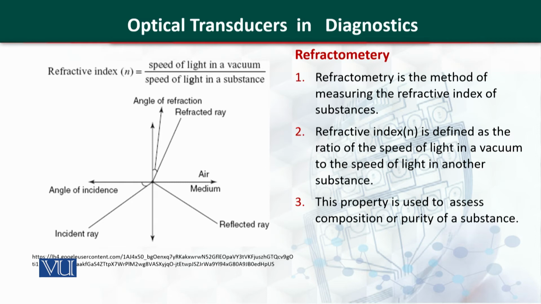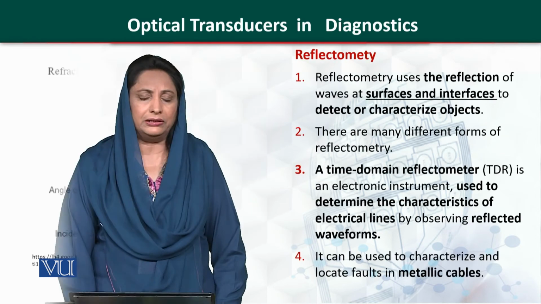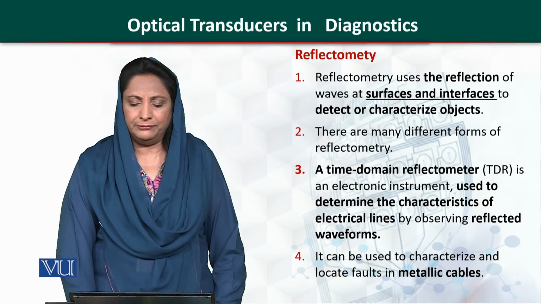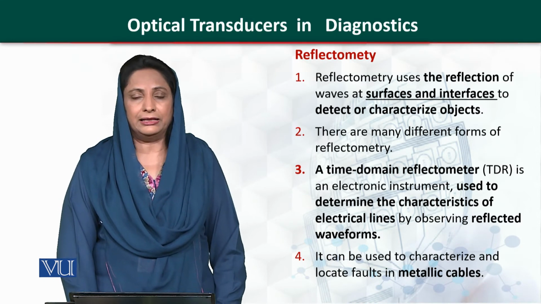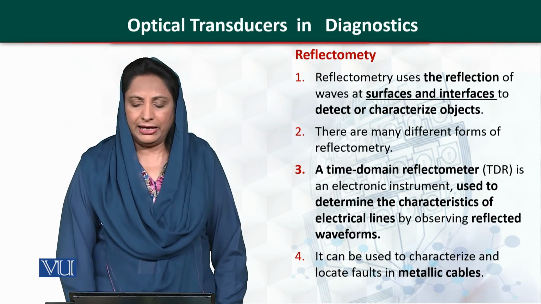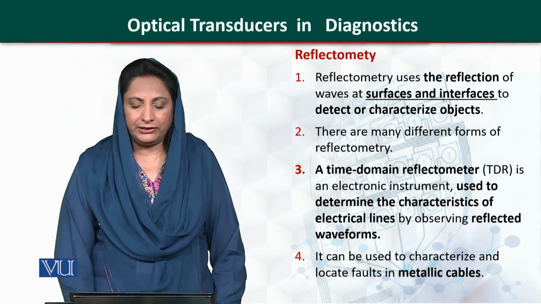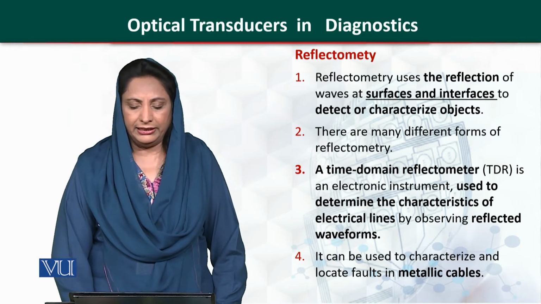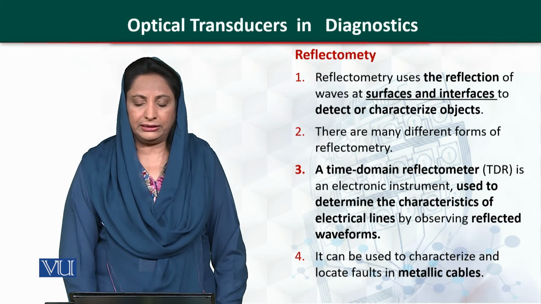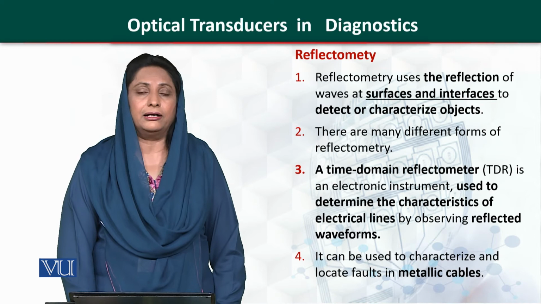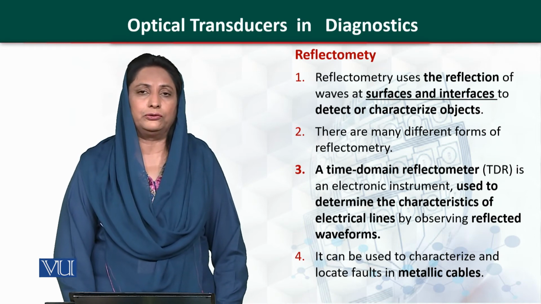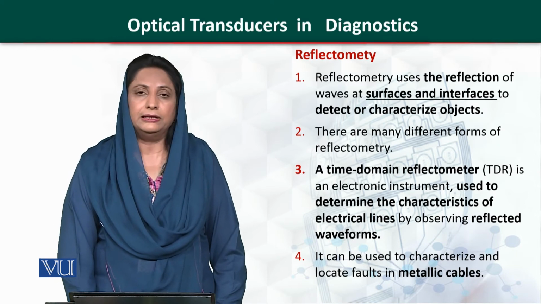The second principle that is used for optical transducer is the reflectometry. Reflectometry is another important quality of the waves, and it is basically the reflection of the wave on the surface and interface to detect or characterize the object. There are many types of reflectometers, and these reflectometers are used for determining this property.